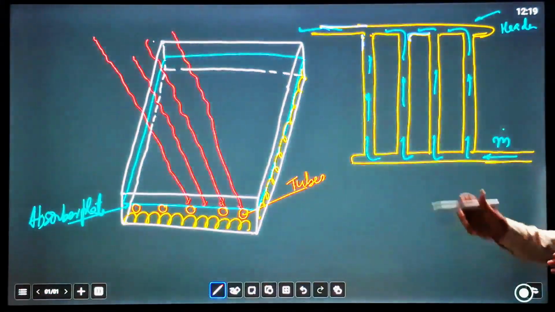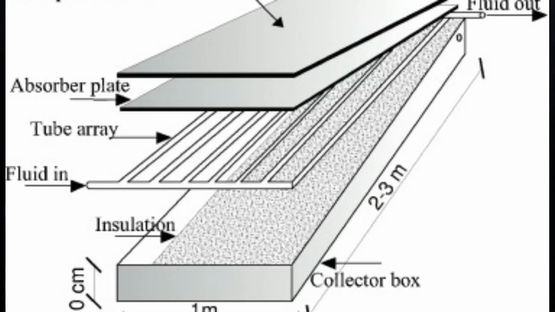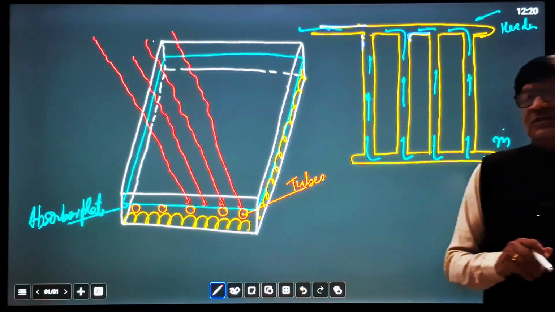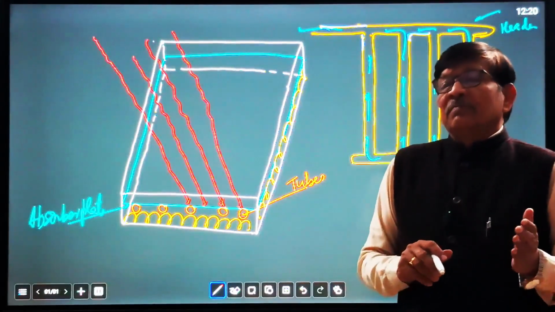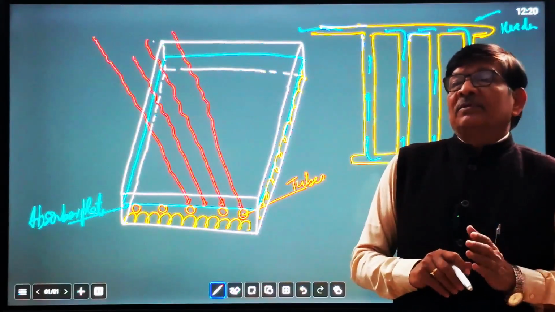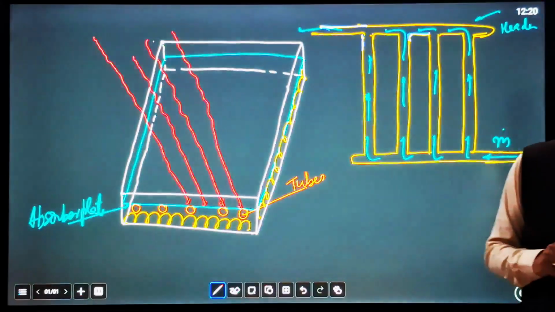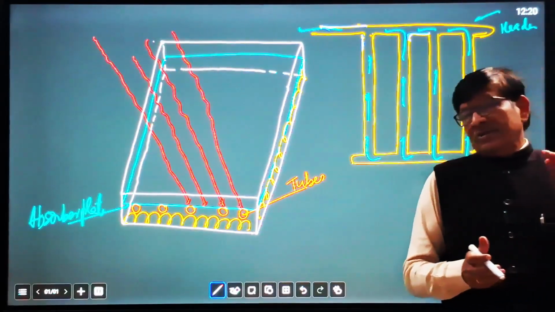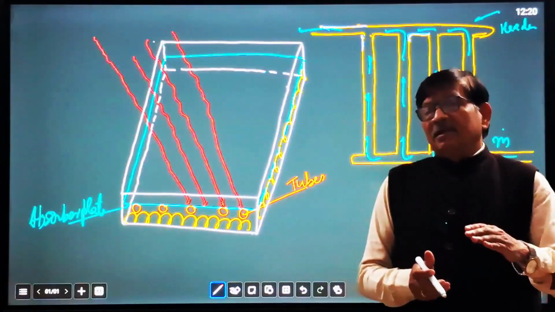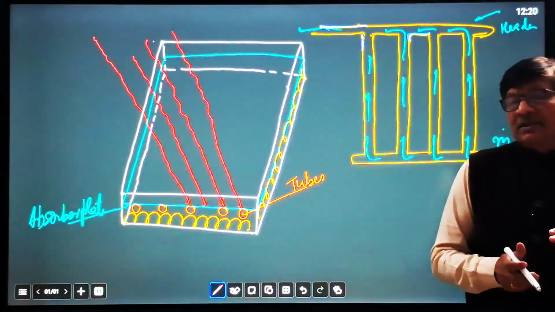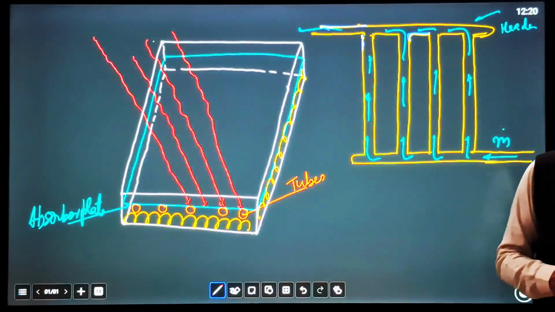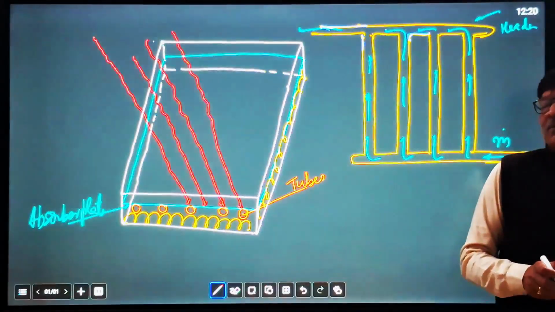The collector tube is properly attached to the absorber plate by adhesive or welding, so that heat will transfer from the absorber plate to the collector tubes by conduction only. That is the only mode of heat transfer inside the collector, from the absorber plate to the tubes. If the collector tubes are not properly joined with the absorber plate, then conduction of heat will not take place, so efficiency will go down. Only the heat coming directly from the radiation will be trapped by the collector tube.